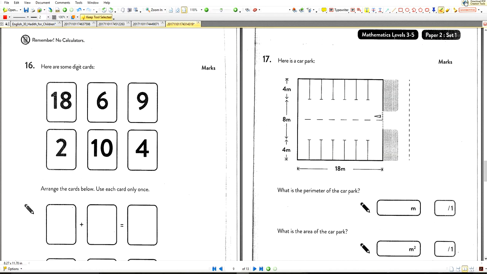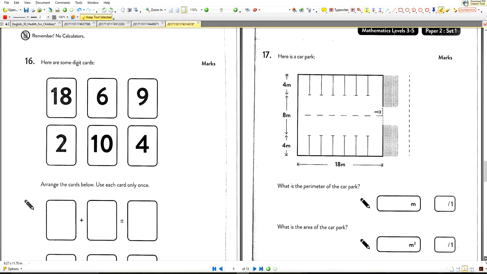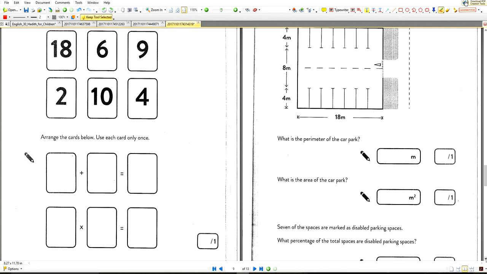Okay, question number 16. Here are some digit cards. Arrange the cards below. Use each card only once. Okay, let's get this down here a bit. Arrange the cards below. Use the cards once. So we can have, for example, if you're adding numbers, we can have 6 add 4. That gives you 10. So once I use them, I can't use them again. And then we can have 2 times by 9 is 18.